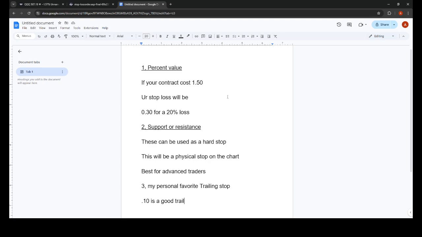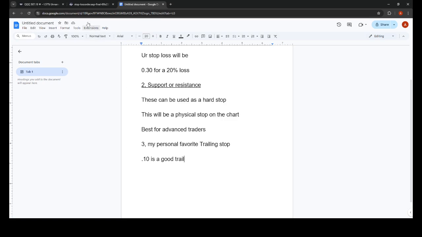But 20% is ideally a really good middle of the road percentage, in my opinion, and I've tested this out for quite a while. Going into another option for more advanced traders would be support or resistance level. These can be used as more of a hard stop. Just as soon as you tap that level, you get out. You can set a stop loss there if you're on shares. Options, it'll be a little bit more difficult. This is why I say it's for advanced traders, because you need to be more disciplined and more in touch with the market to hold yourself accountable.